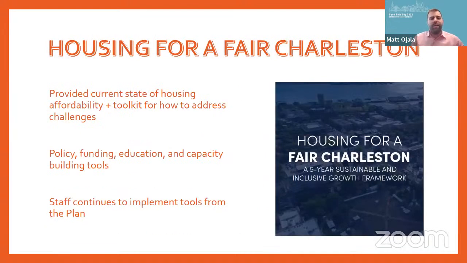There are also a number of additional strategies which the city has and will continue to deploy, which are identified as part of our Housing for a Fair Charleston plan. This plan was released in early 2020 and provided us really a current state of housing affordability in the city, as well as a toolkit of over 100 recommendations for us to help to address this challenge. These recommendations touch on policy, funding, education, and capacity building tools. And the city is continuing to implement these tools as outlined in the plan.